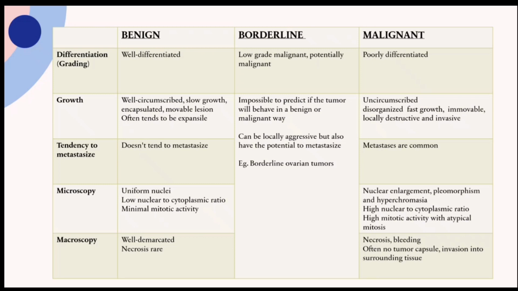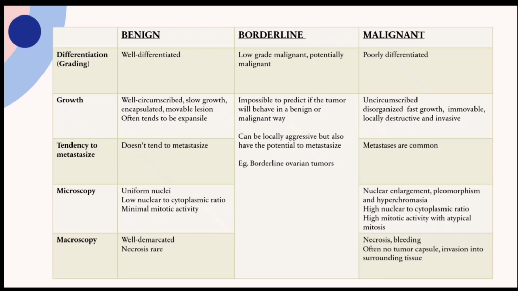For malignant tumors, it's a completely different picture. They are poorly differentiated, so they're often high-grade tumors. They are uncircumscribed. They often have a disorganized fast growth pattern. They are immovable because they are locally destructive and invasive. Metastases are common. You would see under the microscope nuclear enlargement, pleomorphism, hyperchromasia, a high nuclear to cytoplasmic ratio because there's high mitotic activity with atypical mitosis. Macroscopically, there would be necrosis, bleeding. There's often no tumor capsule, or there's invasion through the tumor capsule. There could be invasion into surrounding tissue as well.